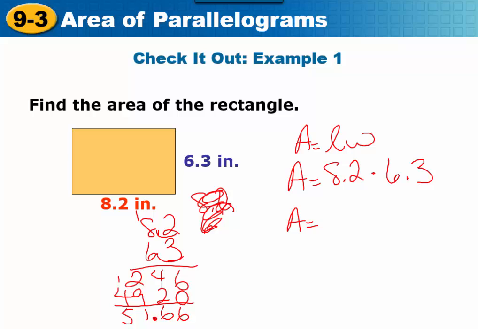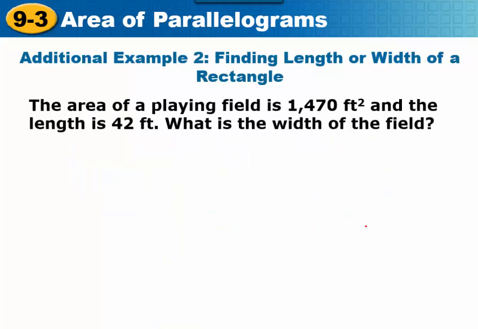It doesn't tell me any rounding rules. So that means my answer is 51.66. I look over at my label, inches squared. And that's how we find the area of a rectangle. All right. Now, what if I gave you the area and asked you to find one of the missing pieces? Well, we could use the formula in reverse.